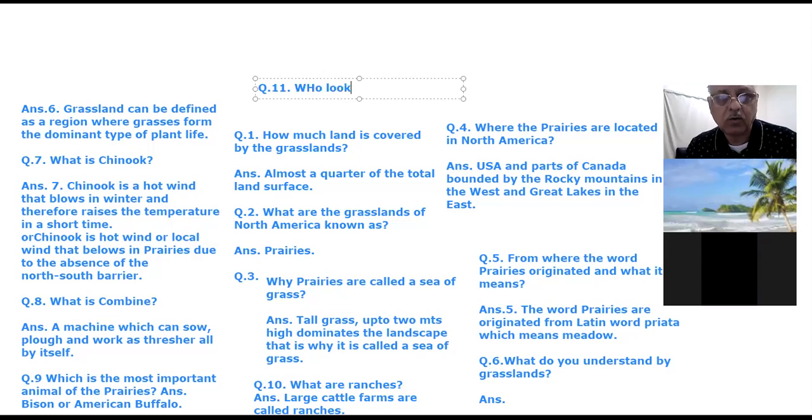Is called ranches, or a farm or area devoted to a particular specialty. Nice. Did you Google ranches? It's not there in the book. Who looked after the ranches? Cowboys.